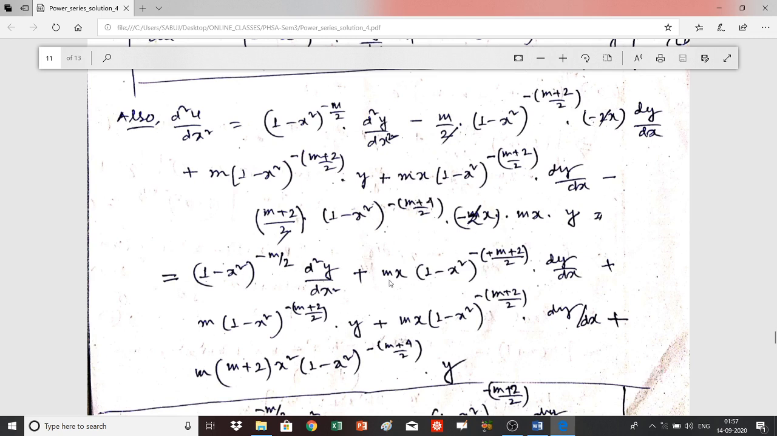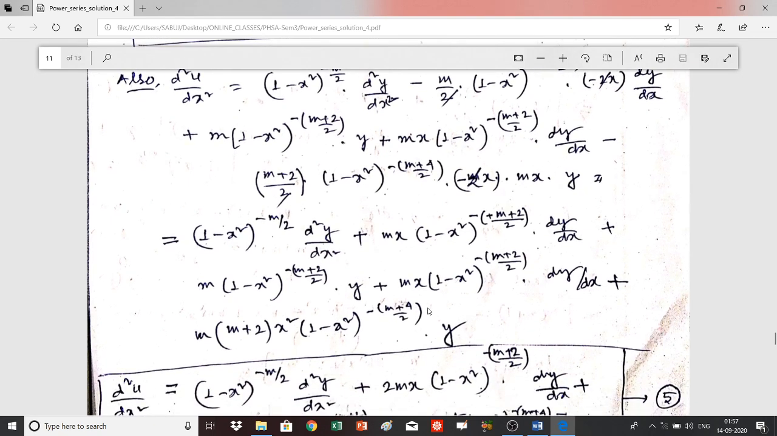The second term here is minus mx into (1 minus x square) to the power this, into dy by dx, and then plus m into (1 minus x square) term, written here, into y. The last term has a negative sign and a negative sign, which gives a positive sign. After doing simplification, this 2 and this 2 will cancel out, and this will give you m into (m plus 2 x square) into (1 minus x square) to the power minus (m plus 4) by 2 into y.